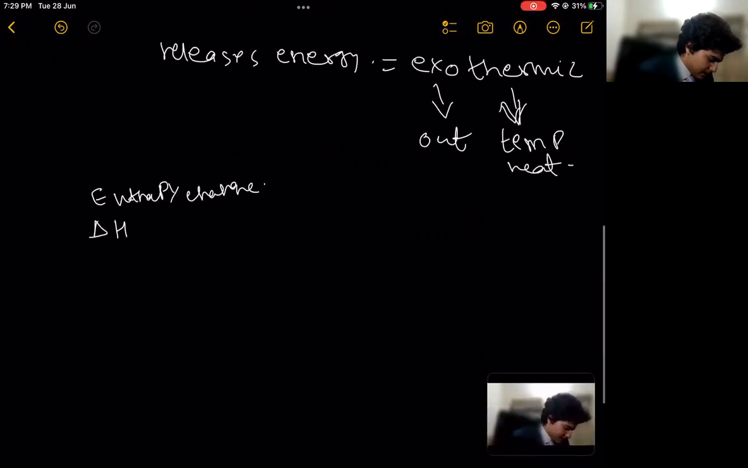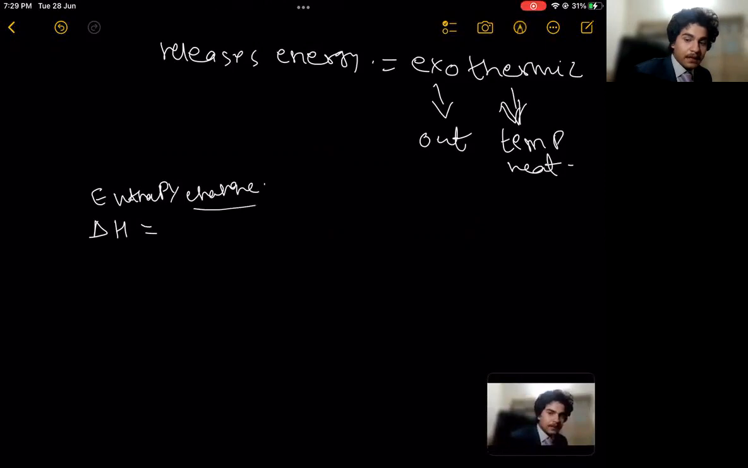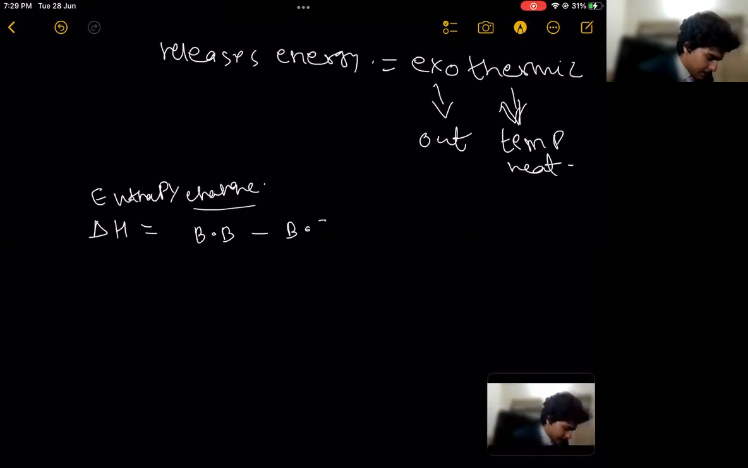Okay. So now enthalpy changes occur when bonds are forming and breaking simultaneously. It's basically this equation. Energy absorbed to break the bonds minus energy released to form the new bonds. Whenever you are forming a reaction, what you are basically doing is you are breaking bonds and forming new ones. That's how you convert reactant to product.